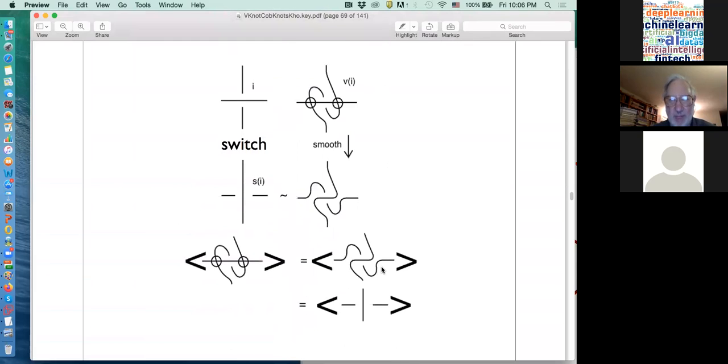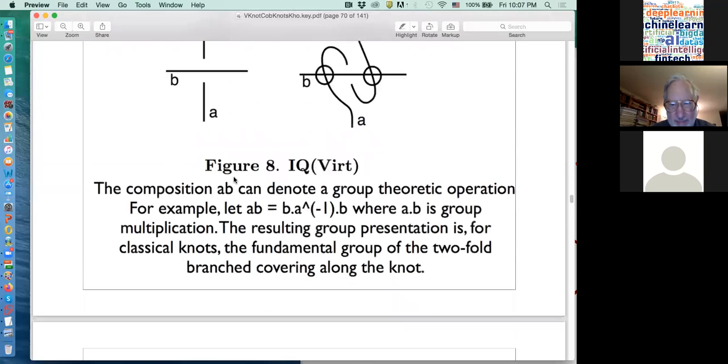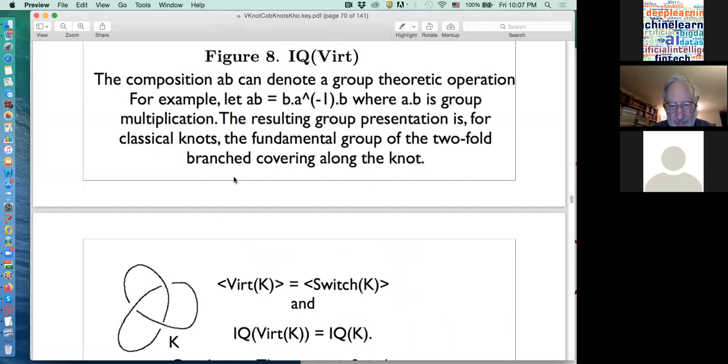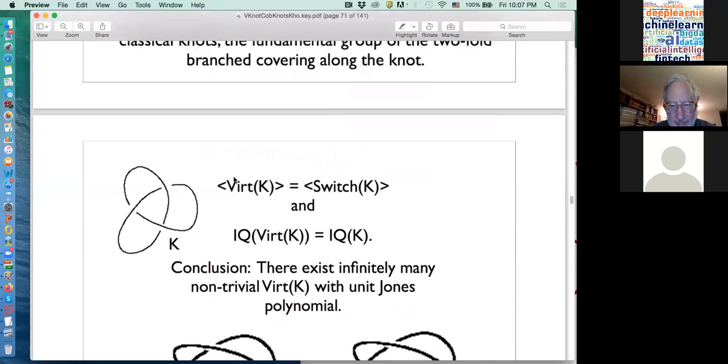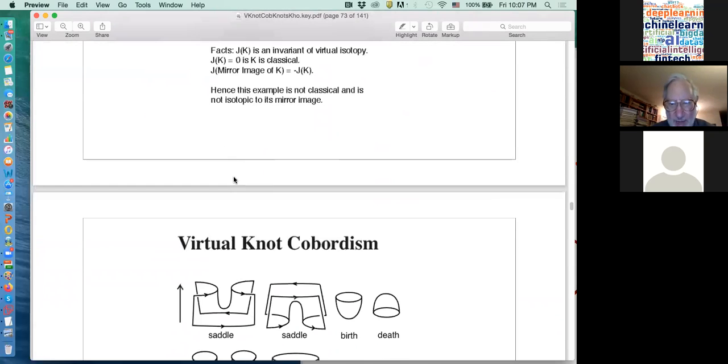And then the switch picture is worth remembering as well, that if you do this virtualization, which means that instead of coming down through, you come down through virtually, then up through, and then back down through. And then it has the same bracket polynomial as this, but this is the same as the switch of that crossing. And we talked about that. And we also talked about the odd writhe. So I'm reminding you of some things.